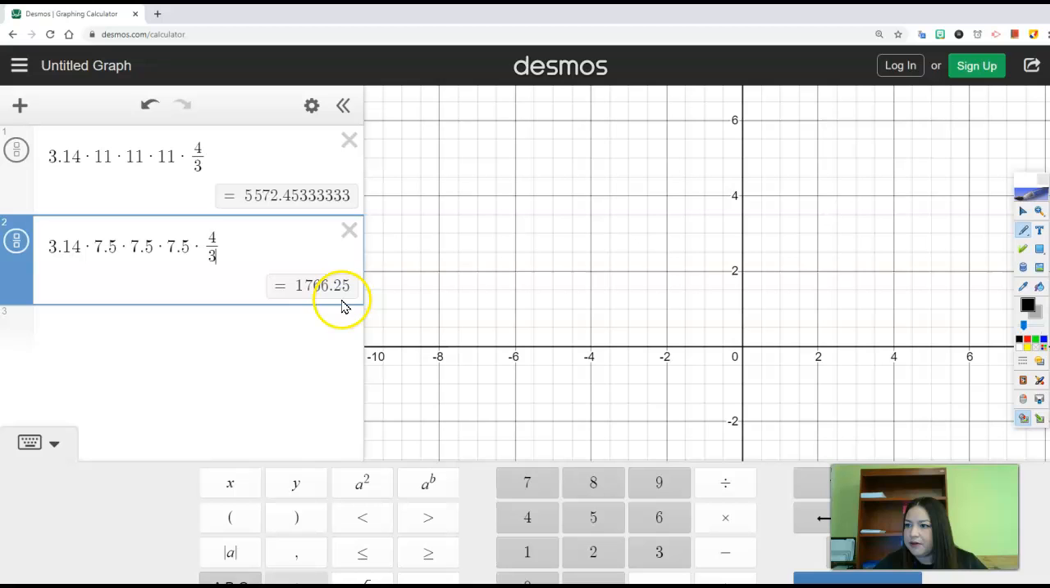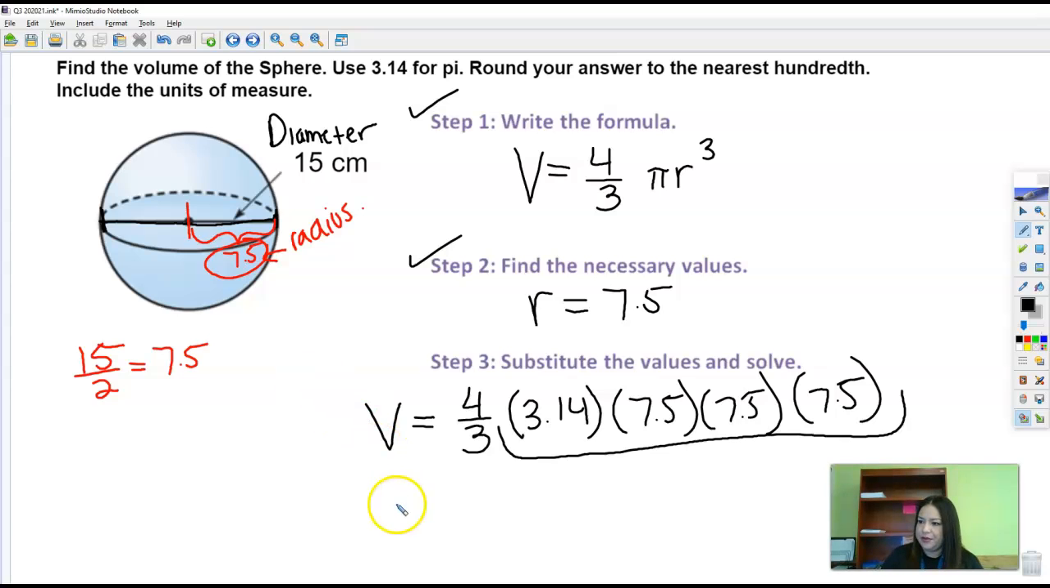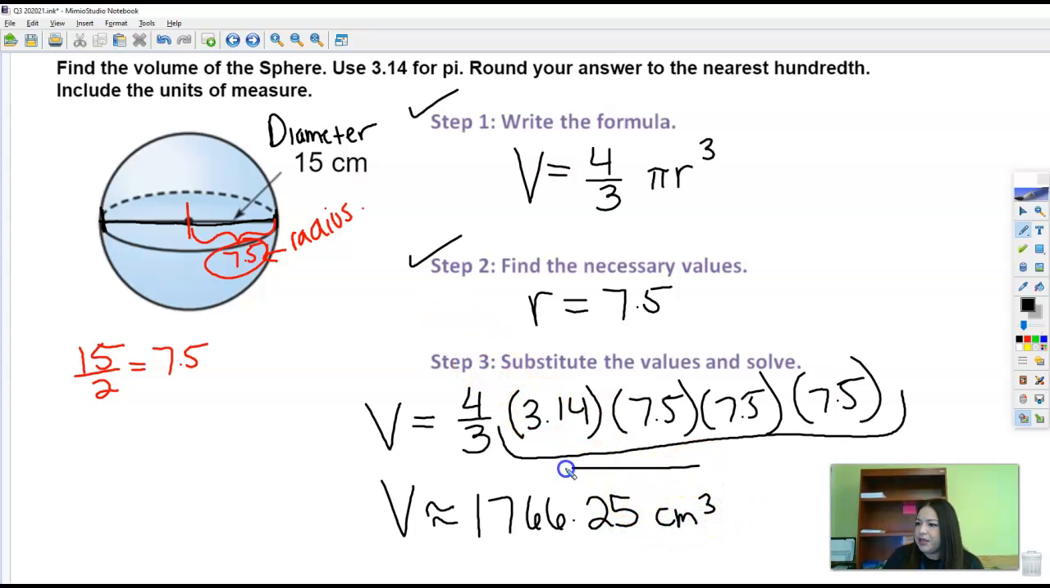1,766.25. So this time we didn't have to round. It was actually exactly 2 decimal places. And these are cubic centimeters again. And that is it. This is our volume of this sphere.